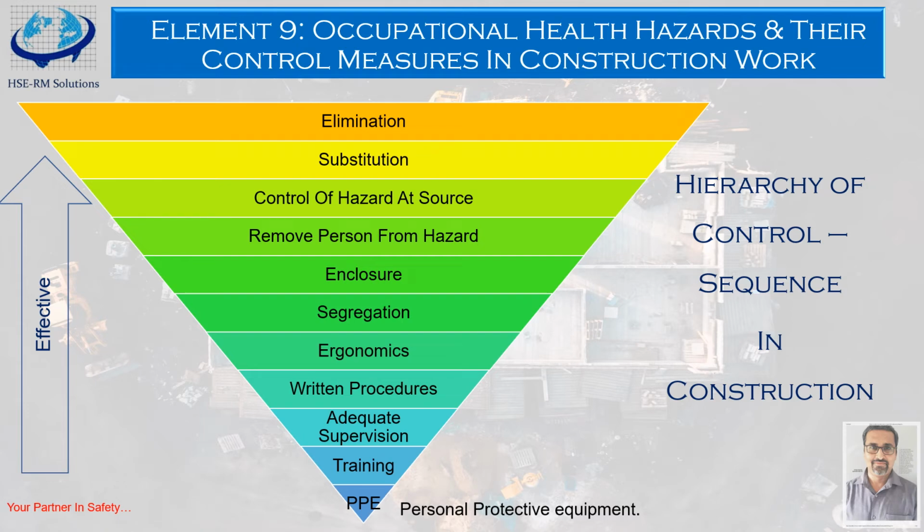So when it comes to construction, you have to explain it in a systematic way, that yes, these things are possible and this is how you need to do it. On the very top is elimination, whether it is possible to eliminate any particular hazard from any particular activity. So you can do that. If we are not able to eliminate, then can we substitute it? So we can do some substitution work.